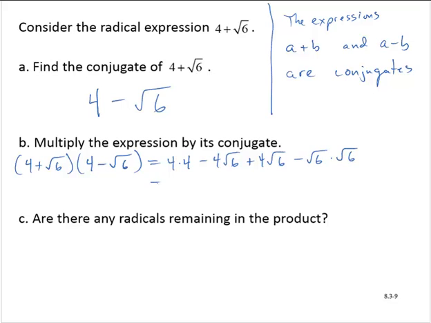And so that would give us 16. The middle terms, the like terms, combine to 0. And the square root of 6 times the square root of 6 is 6. So I have 16 minus 6, which is 10. So 4 plus the square root of 6 times 4 minus the square root of 6 is 10.